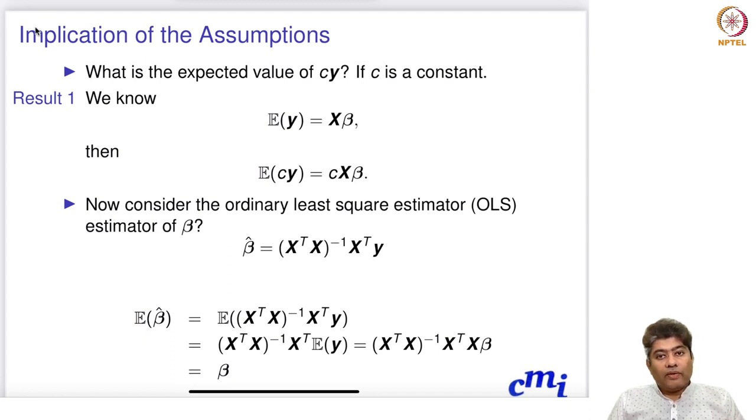What is the expected value of Cy if C is a constant? We already have found expected y is equal to x beta, then expected value of Cy will be expected value of C into x beta.